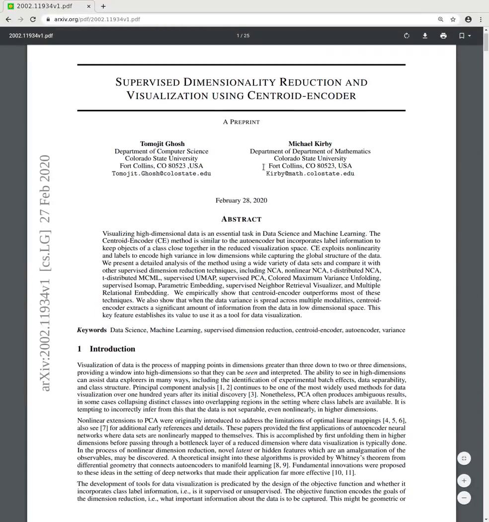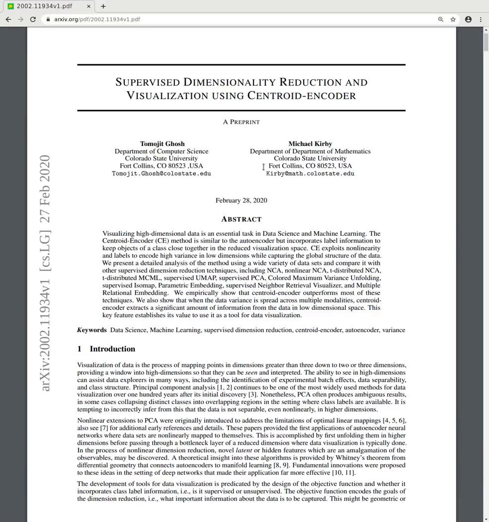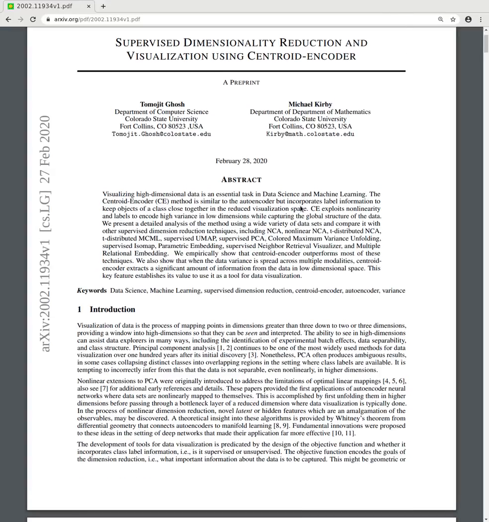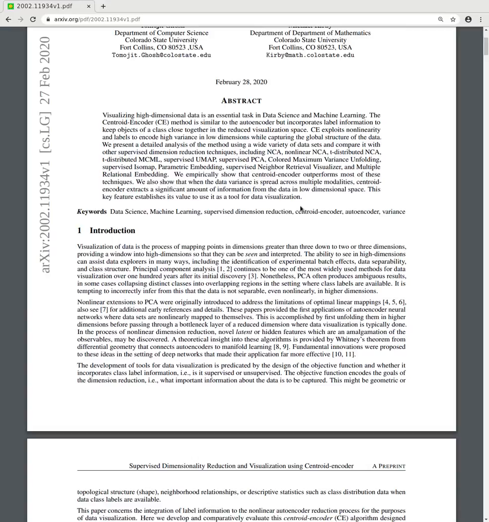So today I'm reading Supervised Dimensionality Reduction and Visualization using Centroid-encoder. It's a 27 February 2020 preprint from Tomojit Ghosh and Michael Kirby from Colorado State University. The abstract is the following. Visualizing high-dimensional data is an essential task in data science and machine learning.